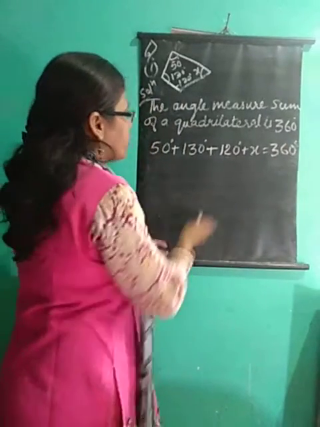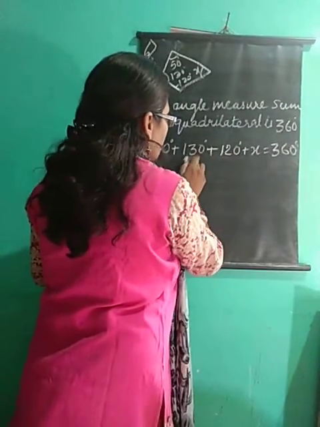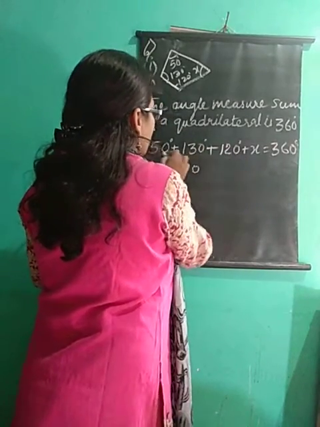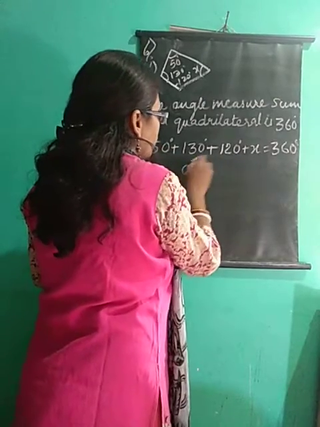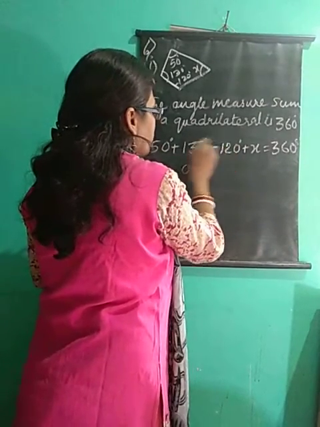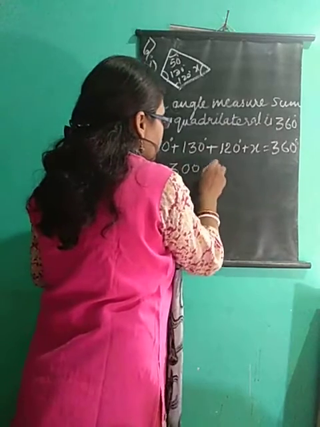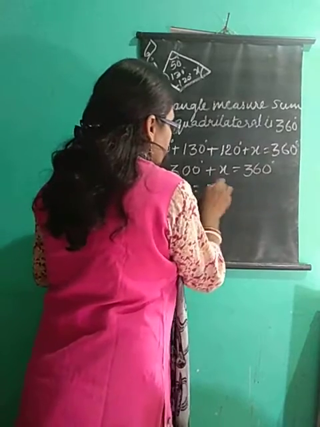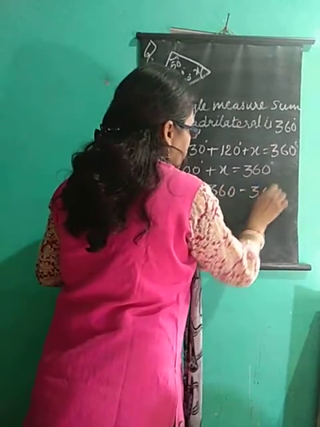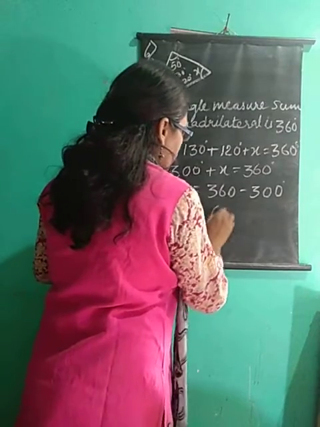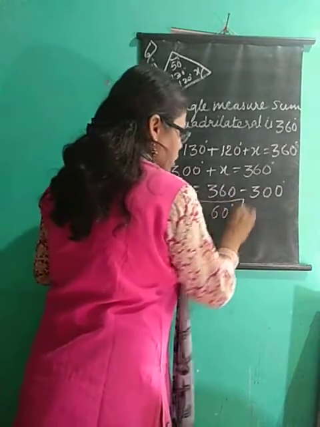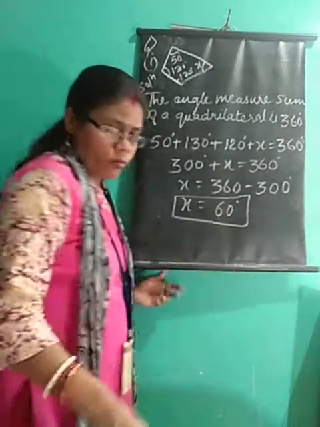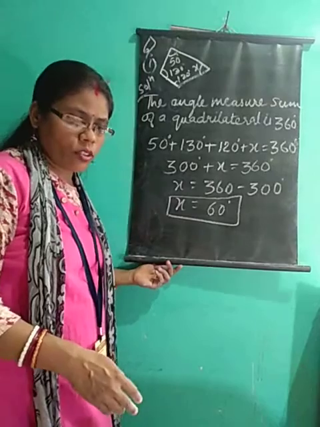Now you add it here. That is 130 plus 120. You get 0, 3 plus 2 is 5, so 250. Then 50 plus 250 is 300. So 300 degrees plus x is equal to 360 degrees. Now x will be 360 minus 300, that is x is equal to 60 degrees. This is your answer. This way you can calculate one of the angle measures of the quadrilateral. This way we can do all the further questions.